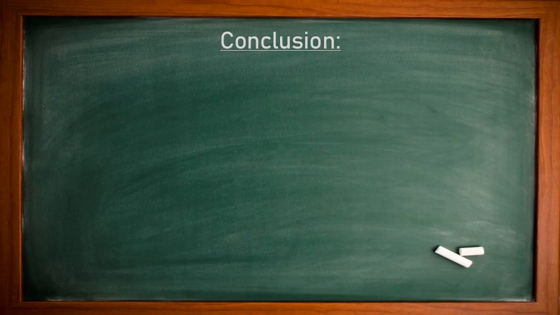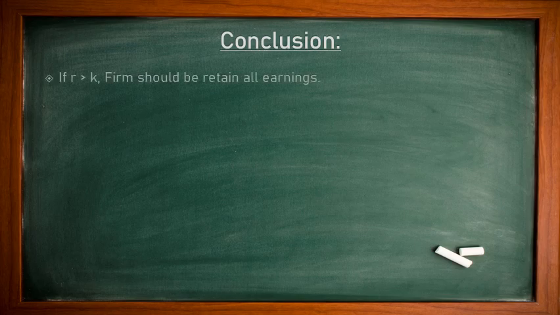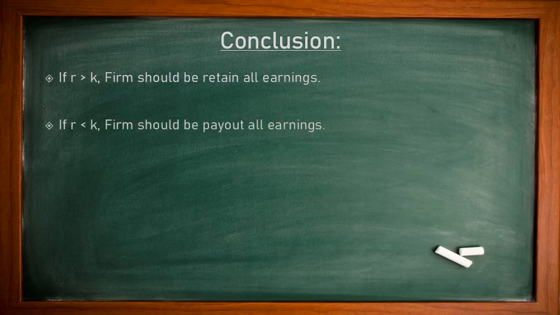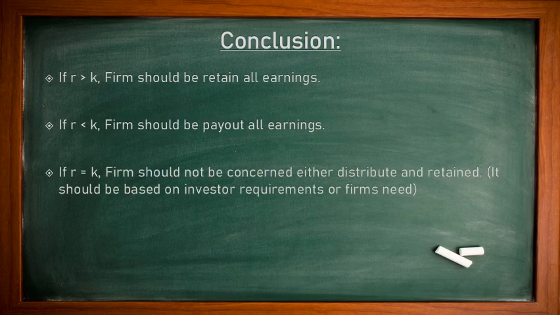Analyzing option X, option Y and option Z with situations A, B, C and D, we come to the conclusion. If R is greater than K, the firm should retain all earnings. If R is lesser than K, the firm should pay out all earnings. And if R is equal to K, the firm should not be concerned either way, distributing or retaining. It should be based on the investors' requirements or the firm's need.